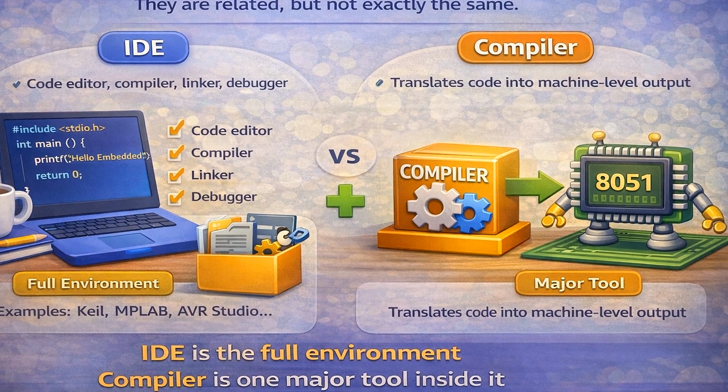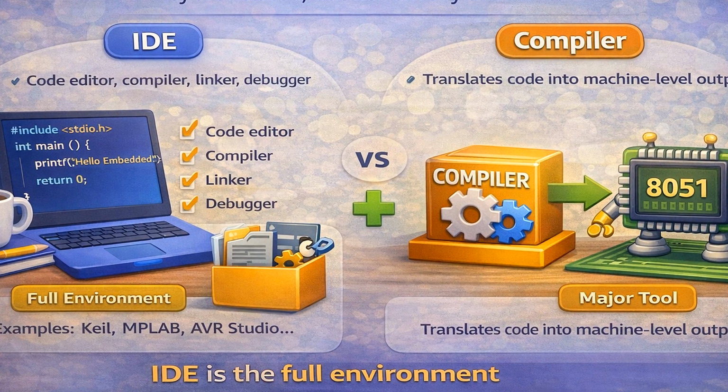One more important clarification about the difference between IDE and compiler. They are related, but not exactly the same. The compiler is the tool that translates code into machine-level output. Coming to the IDE, an IDE, or integrated development environment, is the complete software platform that may include a code editor, compiler, linker, debugger, and project manager. Examples are Keil, MPLAB, AVR Studio. So, the IDE is the full environment. The compiler is one major tool inside it.